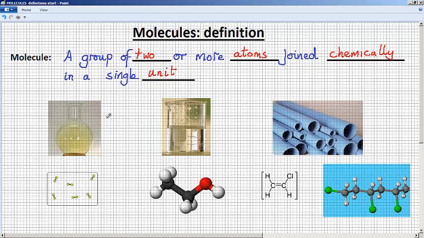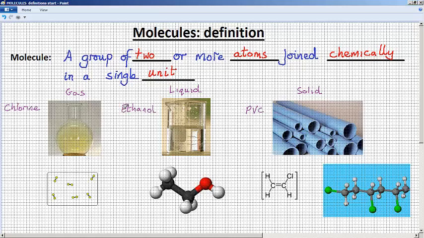Now, as with elements and compounds, molecules can be gases, right? Can be a gas, for example, as in the case of chlorine here, or it can be a liquid, as in the case of ethanol here, or it could be a solid, as in the case of PVC. You've got some PVC plumbing piping here, PVC.